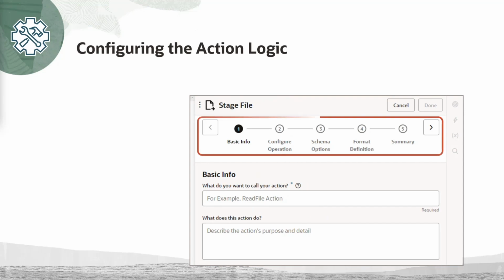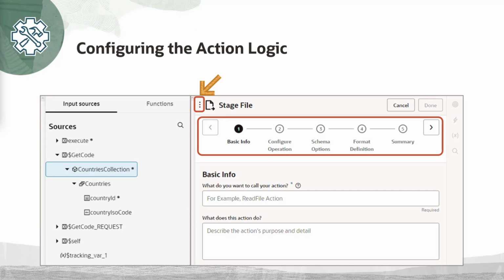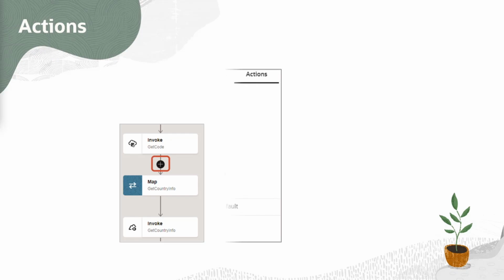However, in some cases, such as the stage file action, a unique workflow wizard will walk you through various pages to expose the edit options you'll use to configure the desired logic or data mapping assignments appropriate for the use case. To expose the pane for accessing input data sources and functions, you simply click the ellipse icon as shown here. So now let's quickly look at the actions you have to choose from.